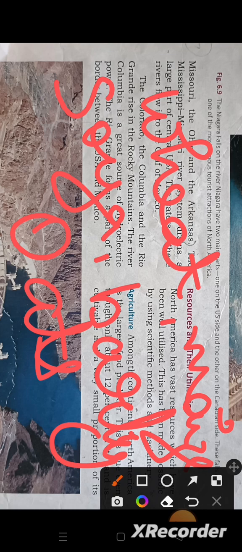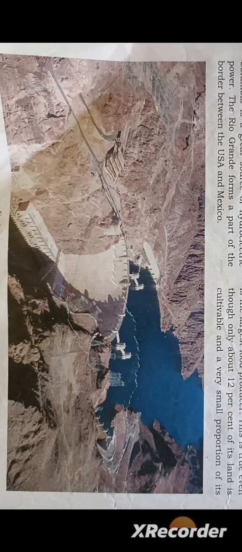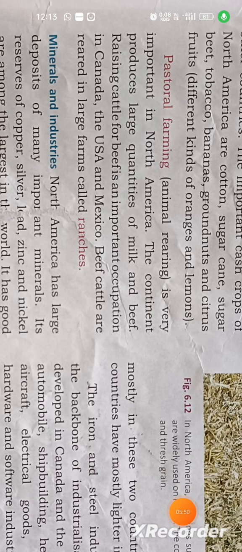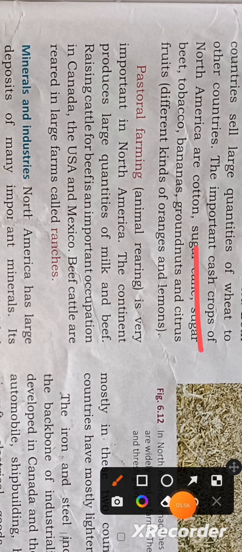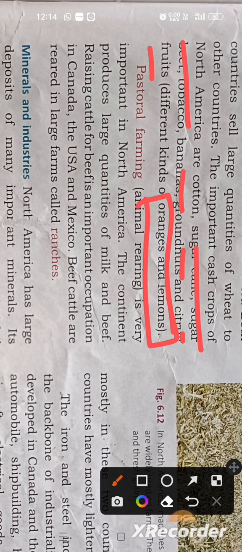Then what is pastoral farming? Before starting pastoral farming, just revise this one, cash crops. So you can underline what the cash crops of North America are: cotton, sugarcane, sugar beet, tobacco, bananas, and citrus fruits. Citrus fruits are oranges and lemon. So underline this one.